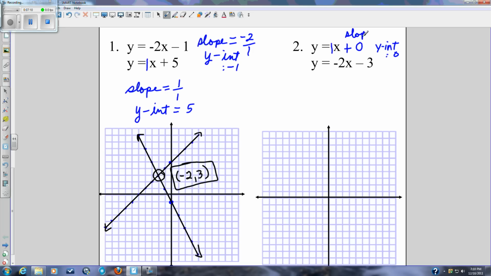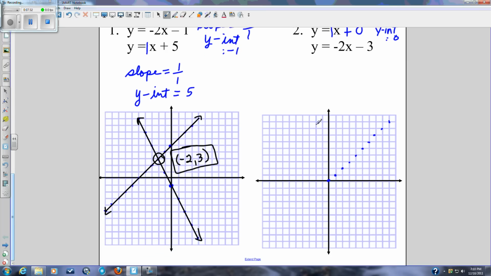Our slope is 1 over 1. So let's start at 0 and then move up 1, right 1. And that gives us the graph of our first line. I'm going to move this down a little bit. And once you see the pattern, continue it in the other direction. That will help you when you are trying to find out where the lines meet.